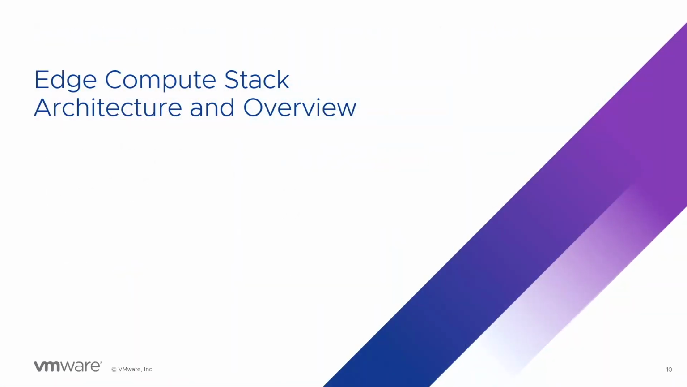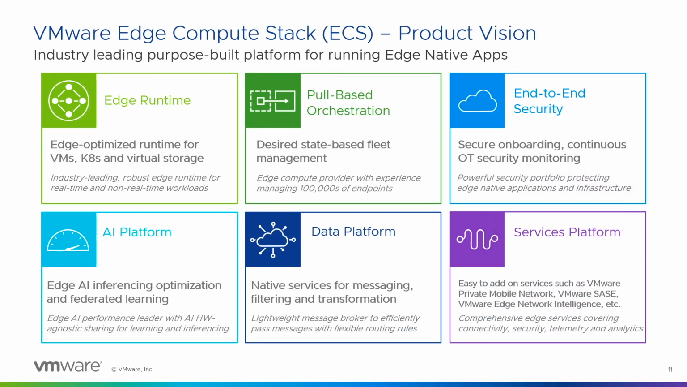Okay, so we're going to get into the architecture overview. These are really the 6 pillars that we want to go after. If you look at Edge Runtime, it's about supporting runtime for both containers and VMs, and actually shrinking that down, if you will, from a TKG perspective, to be able to support Kubernetes at the edge.